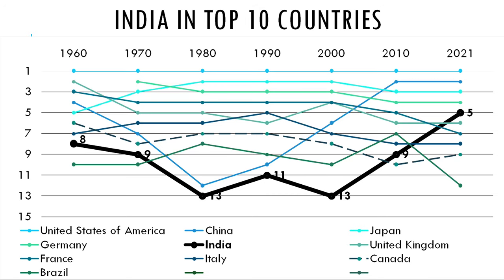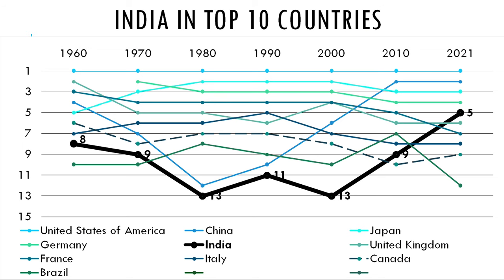That is why you can see that from 2000 to 2010, from 13, our rank has gone to 9th. And then in 2021, we became the 5th largest economy in terms of GDP at current prices.